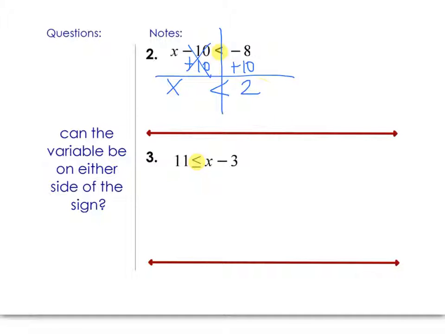So if this is my answer, x is less than 2, I can come to my number line and say, well, I have 2, 3, 4, 1, and 0. Since it's just less than, I have an open circle at 2. And I want everything below or less than 2.